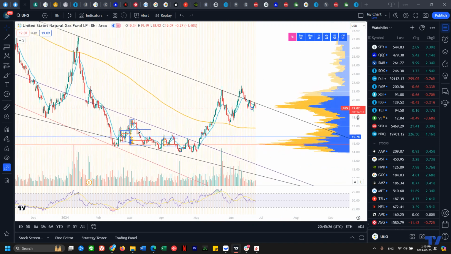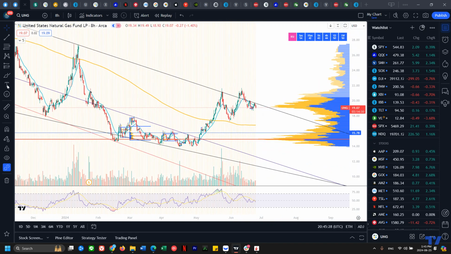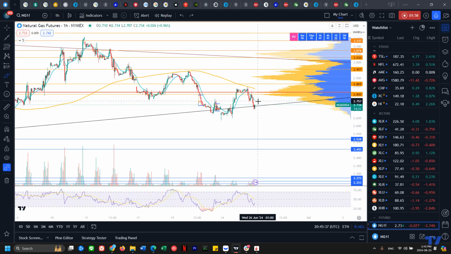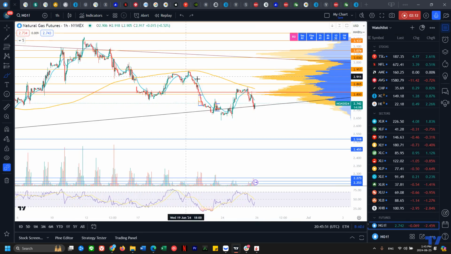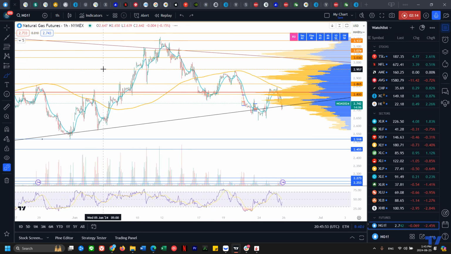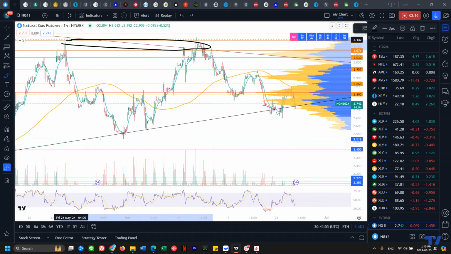All right, UNG, similar idea. You can see it's rejecting from this level again, rejected from there again, rejected from there again. If natural gas can bounce and break above this 2.9 zone, UNG will have to get over this level as well. But we'll see. If it does get over this level, then we're looking back up to potentially this double top, which is a similar idea to natural gas's double top here.